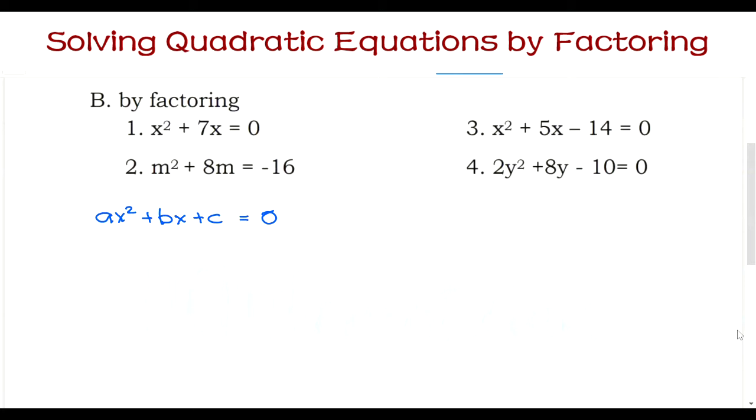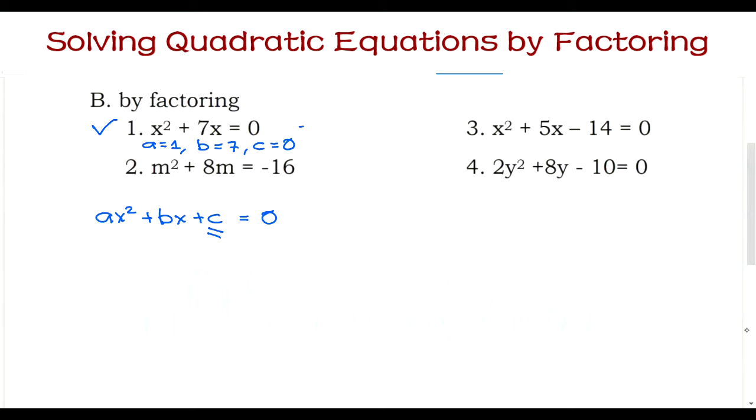Do you know that ang pinakamadaling i-factor na quadratic equation ay kapag yung C ay 0. Kapag walang constant. Tingnan nyo yung number 1 natin dito. Sige nga, what is A here? A is the coefficient of x squared. So that is 1. What is B? B is 7. And what is C? Wala naman tayong constant term dyan. So C is 0.